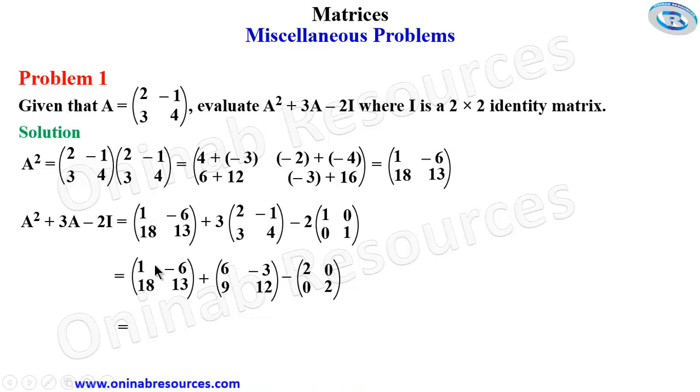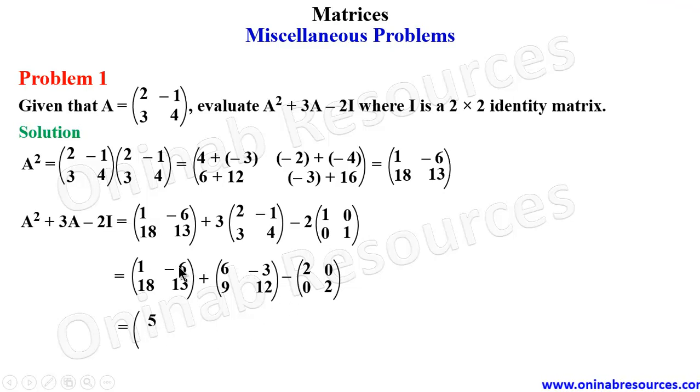Then we simplify. So the first element, 1 plus 6 is 7 minus 2. That's giving us a 5. So I have 5 there. Then we go to the second element in the first row. Negative 6 plus negative 3 gives negative 9. Then minus 0 is still giving us negative 9. So we have it as negative 9 there.